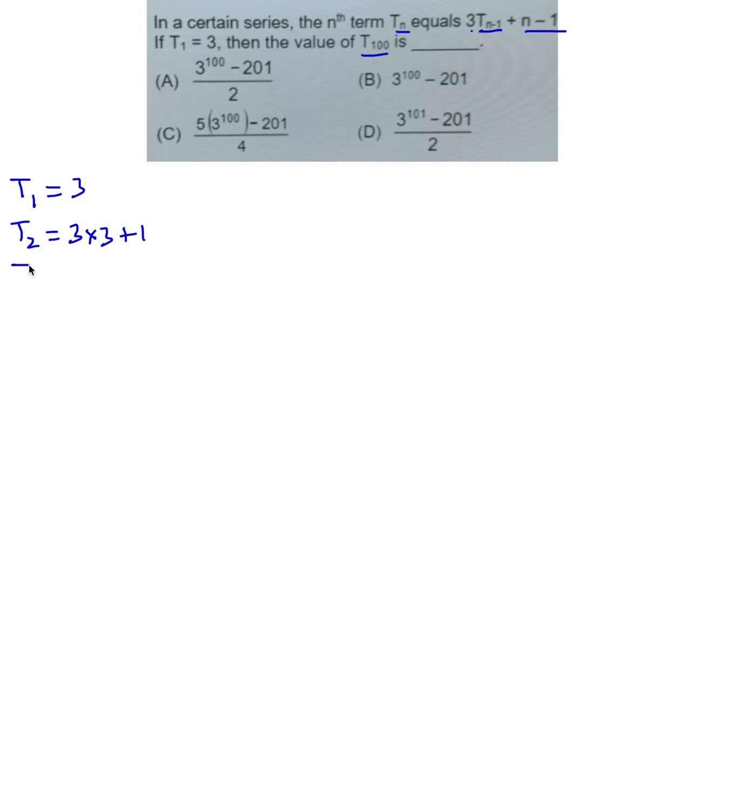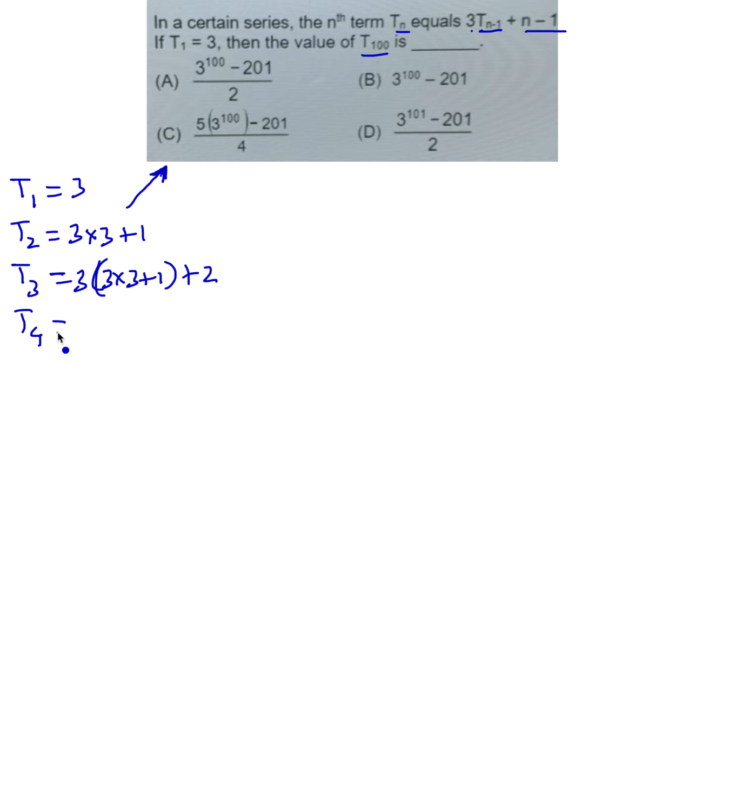Don't find the final value of this. Leave it in this raw format so that we can recreate a relation. T3 is 3 times the previous one, so 3 into (3 plus 1). This entire bracket is the previous one, plus n minus 1. This time n is 3, so I have a 2.